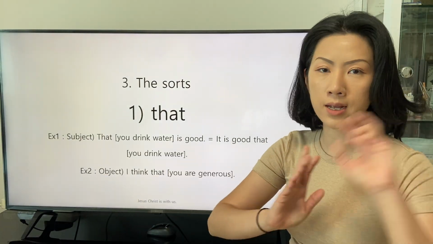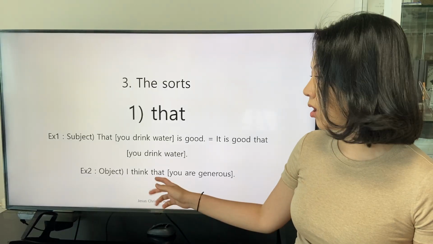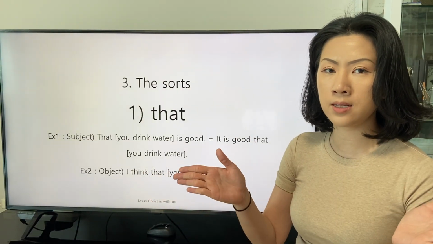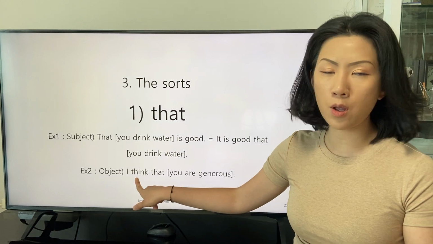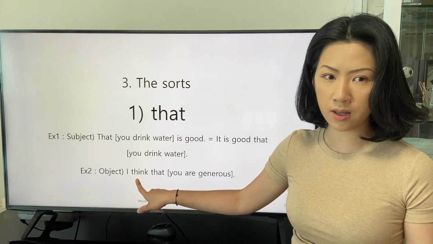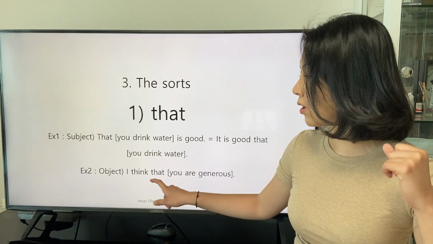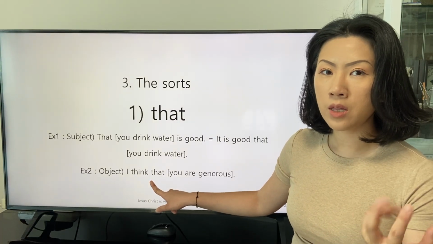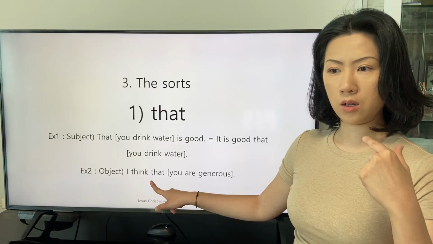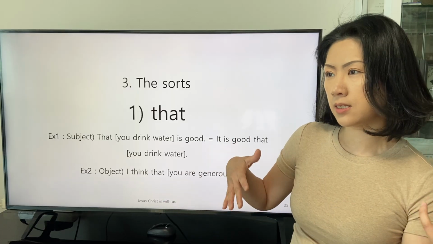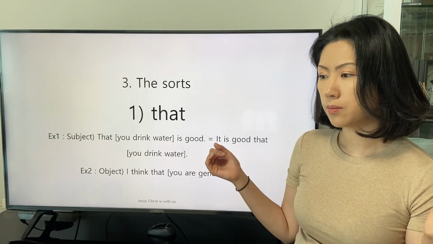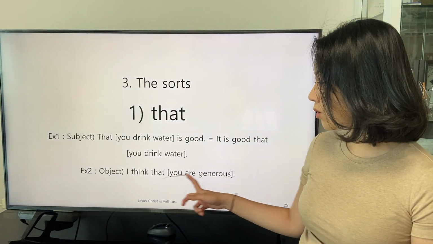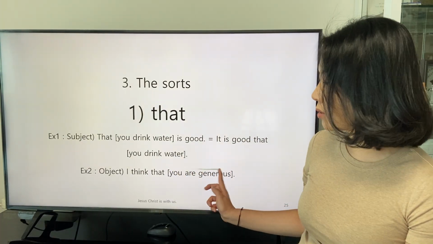In the second example, the subordinating conjunction that is applied as the object of the transitive verb think, and the content of the object is stated with some more detail in the subordinate clause. You're generous.